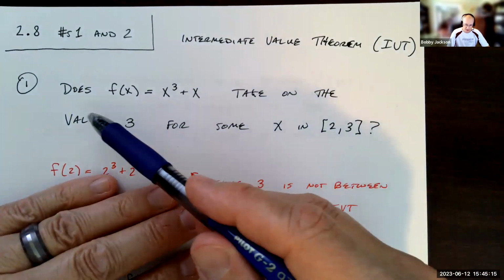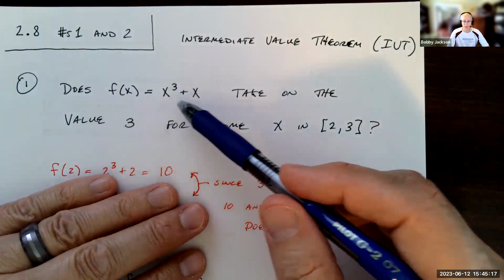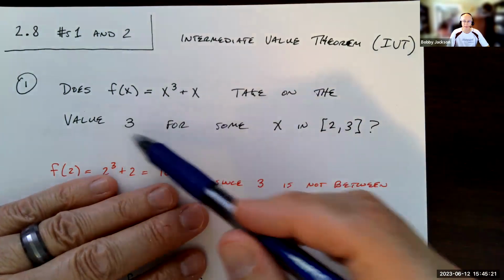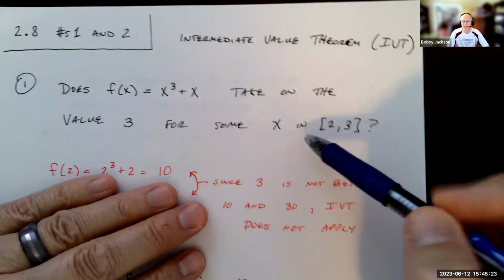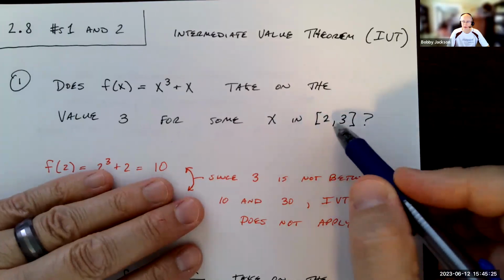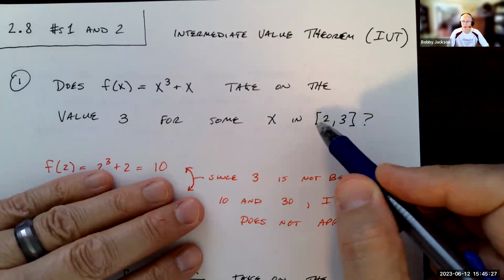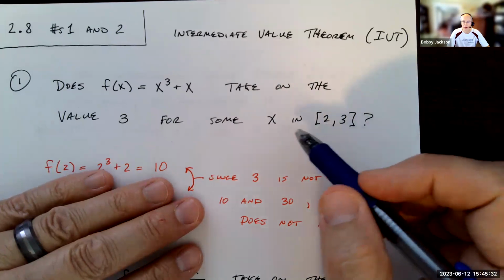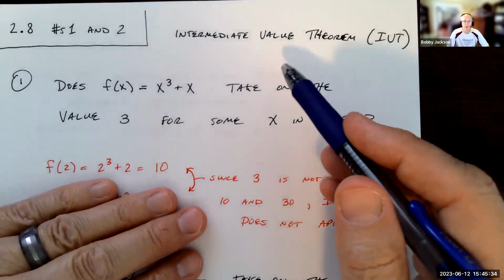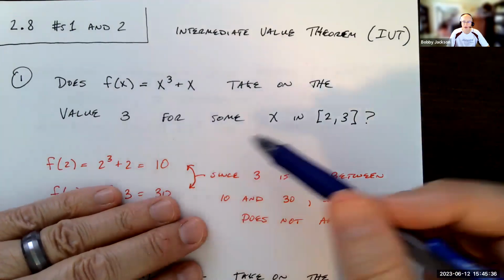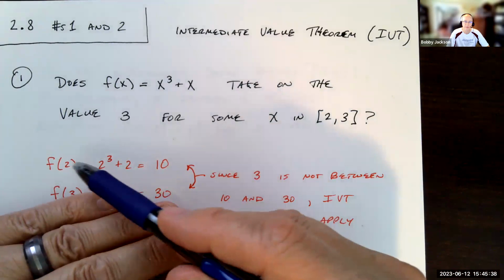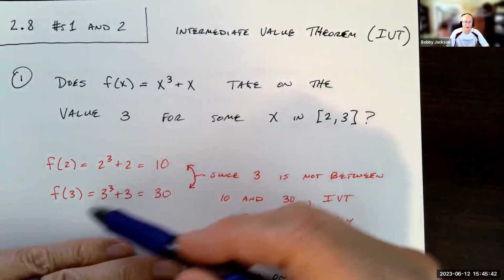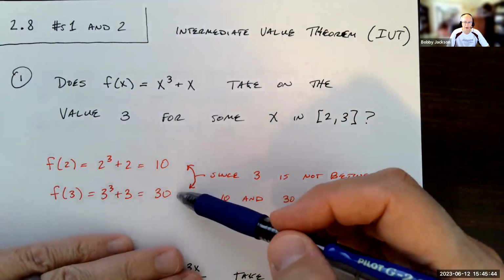So number 1 says, does the function x cubed plus x take on the value 3 for some x in the interval from 2 to 3? So this is the domain interval. X is anywhere from 2 up to and including 3. So the way the intermediate value theorem simply works is if I evaluate this function at these endpoints, so f of 2, easy evaluation gives me 10. F of 3, plug in, gives me 30.